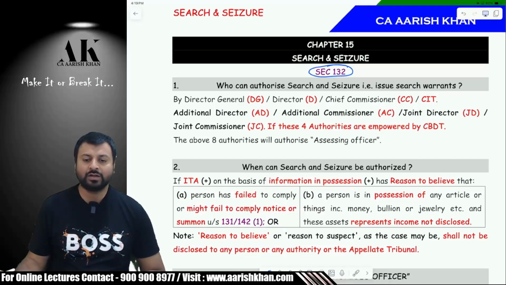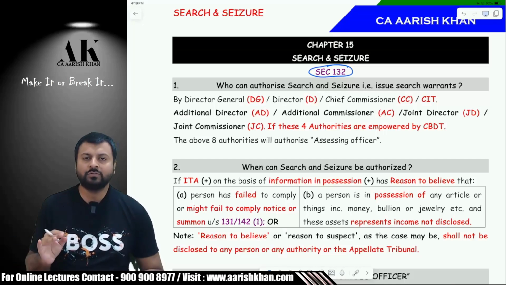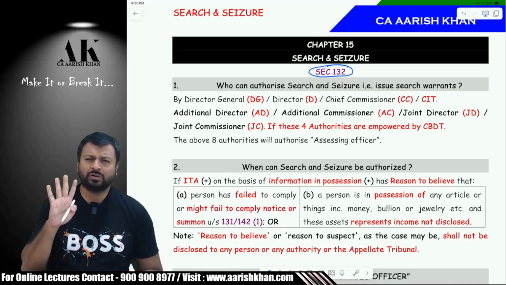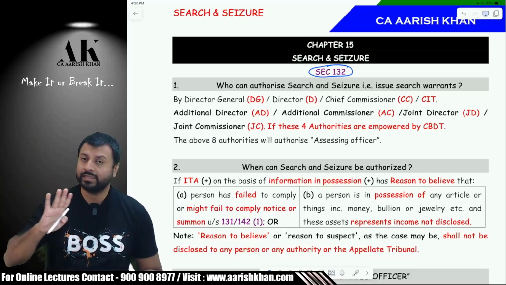to understand over here, that who can issue search warrant. Because if the assessing officer wants to do a search and seizure, he needs to first have a warrant. So who can issue warrant? For issuing warrant, there are 8 authorities, out of which 4 authorities have absolute power and 4 authorities have to take approval from CBDT. Okay, they don't have absolute power.